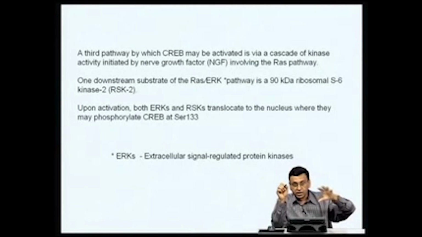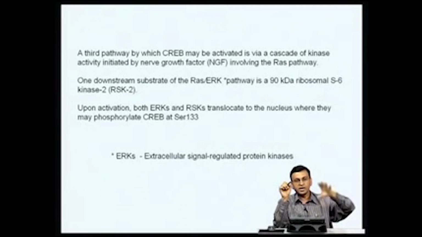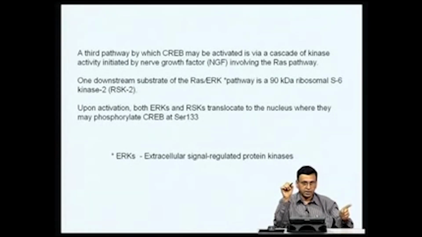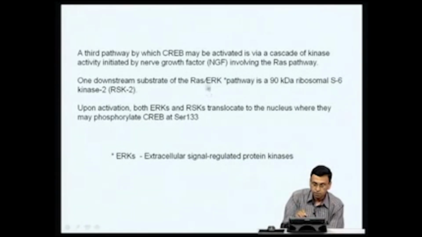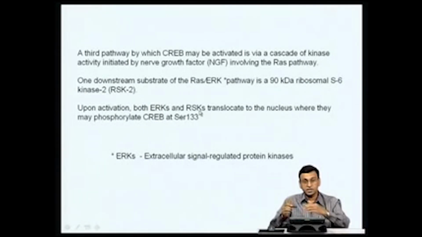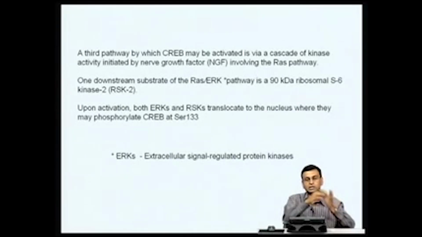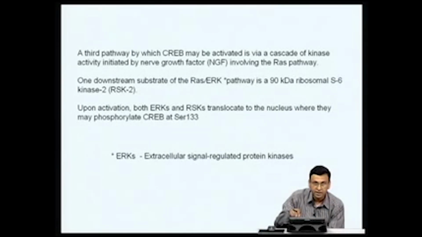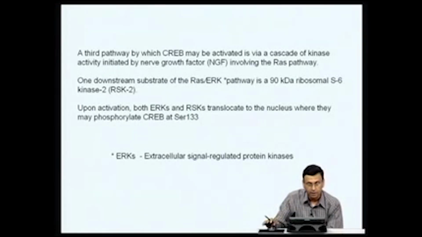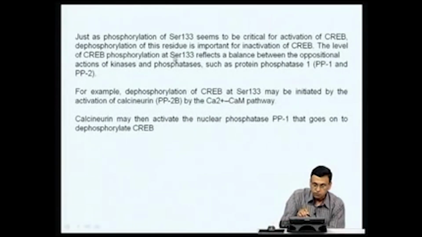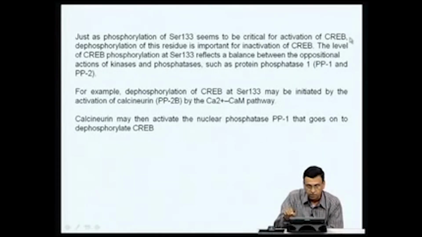Serine 133, the major amino acid involved in transcription activation of CREB, is a target not only for cyclic AMP dependent protein kinase A, but also for CaM kinases. It can also be targeted by the extracellular signal regulated protein kinases, ERKs, as well as ribosomal S6 kinase 2. So, you can see CREB can be activated by several different mechanisms, and serine 133 of CREB can be phosphorylated not only by PKA, but also by CaM kinase, and by certain kinases activated by specific growth factor signaling pathways.